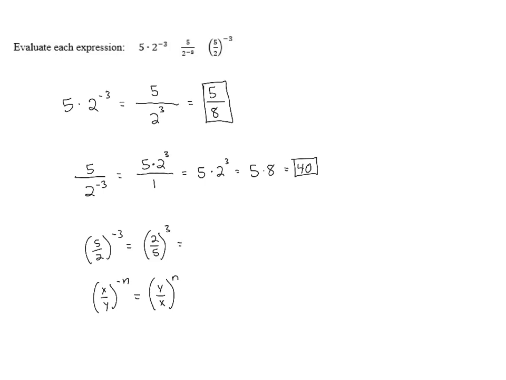Now we can distribute the exponent to the numerator and denominator. We've got 2 cubed over 5 cubed, and when we calculate that out, it gives us 8 over 125, which is our final answer.